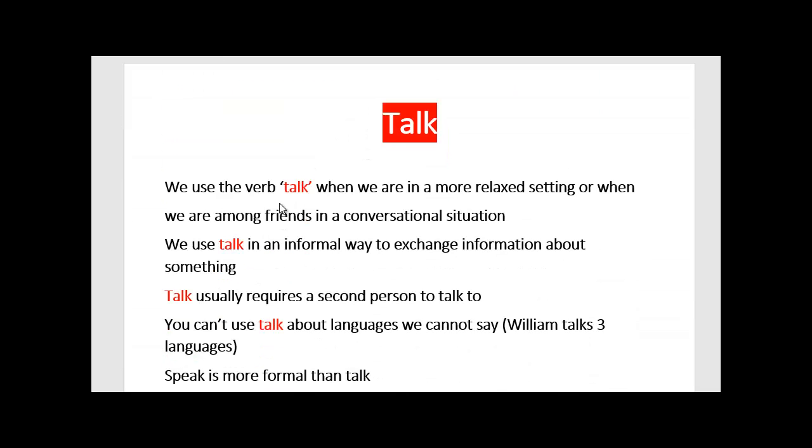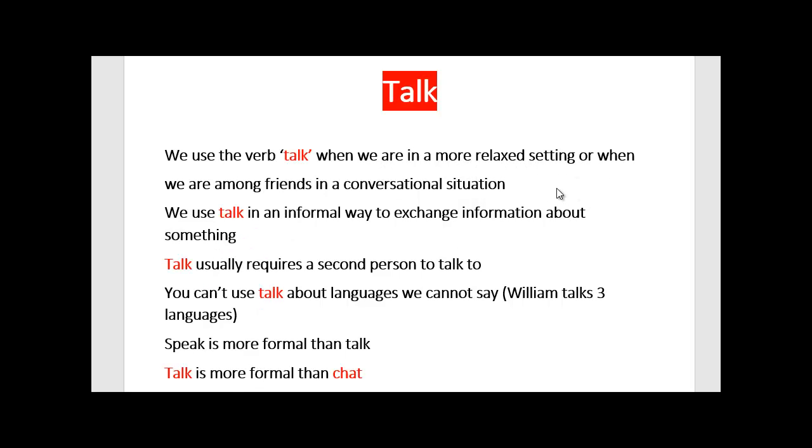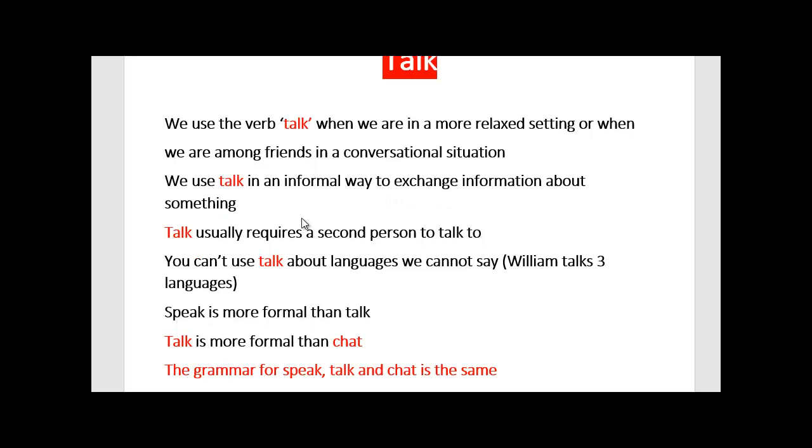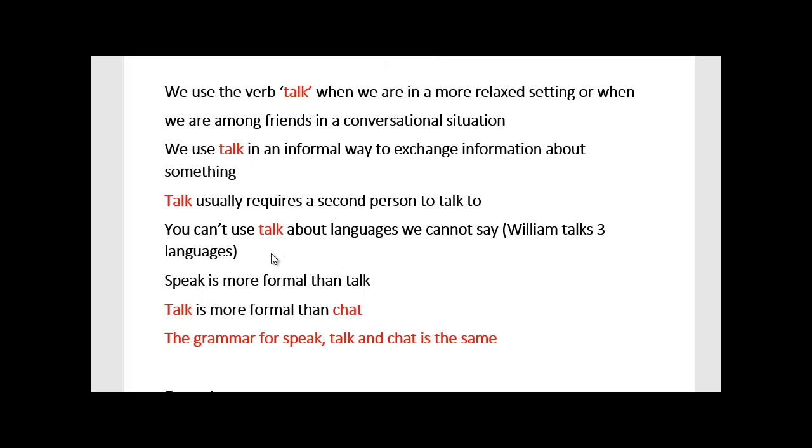So talk, we use talk when we are in a more relaxed setting, okay, when we are among friends, like talking to friends, okay. It's informal, by the way, okay, for exchanging information, not a very formal way like speak, okay. It requires a second person to talk to, okay. So when you mention talk, you say I was talking to someone, mention someone, okay.